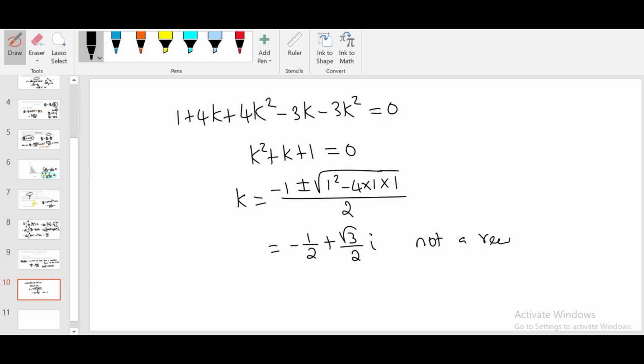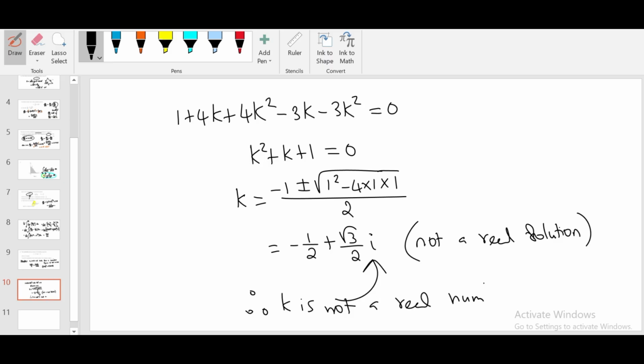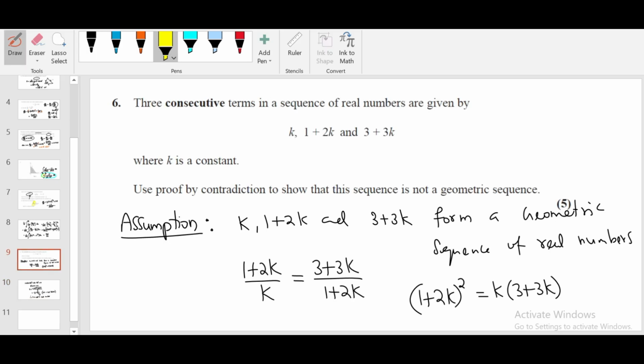Not a real solution. It's a complex number. You don't need to know about complex numbers. When you see i here, it's called a complex number. You don't need to go deep into it actually. It's not a real solution. Therefore, k is not a real number. But actually this contradicts the assumption, because in the assumption we have mentioned that these 3 terms are real numbers, right?